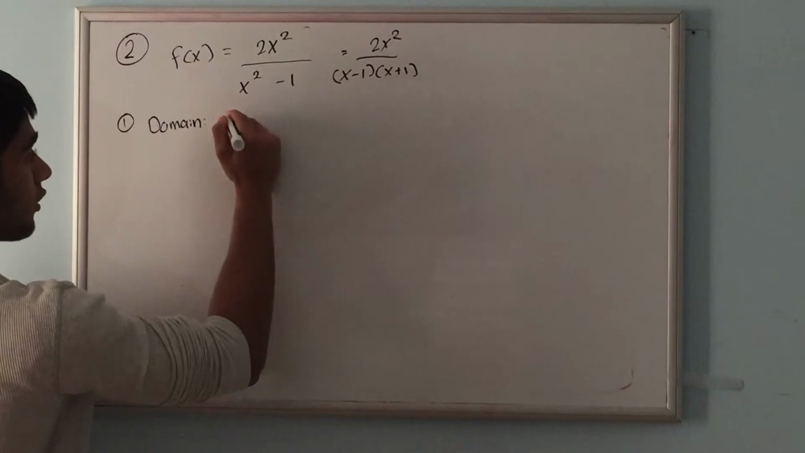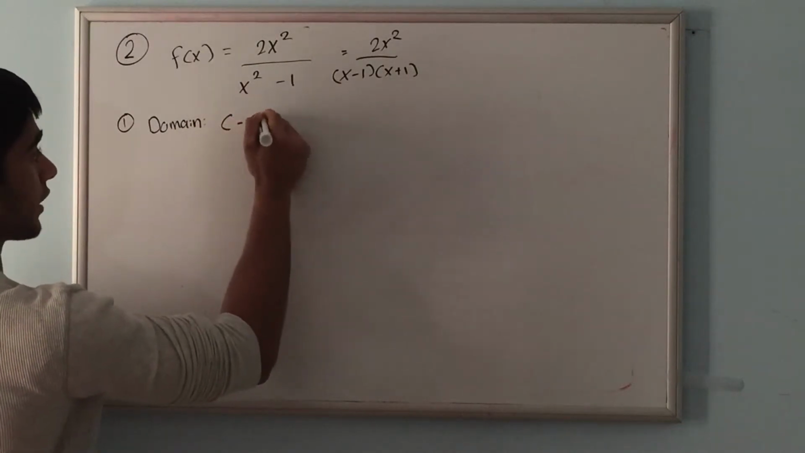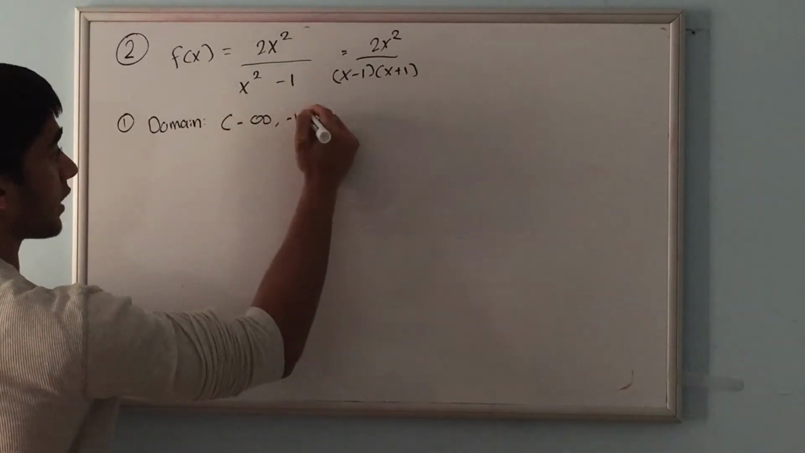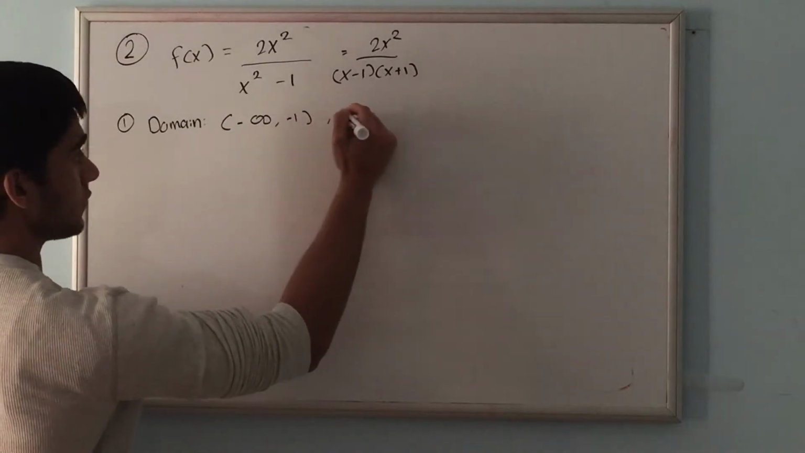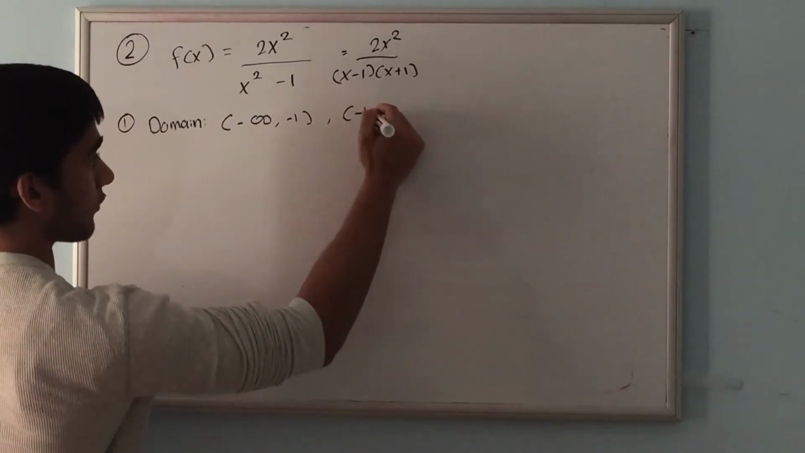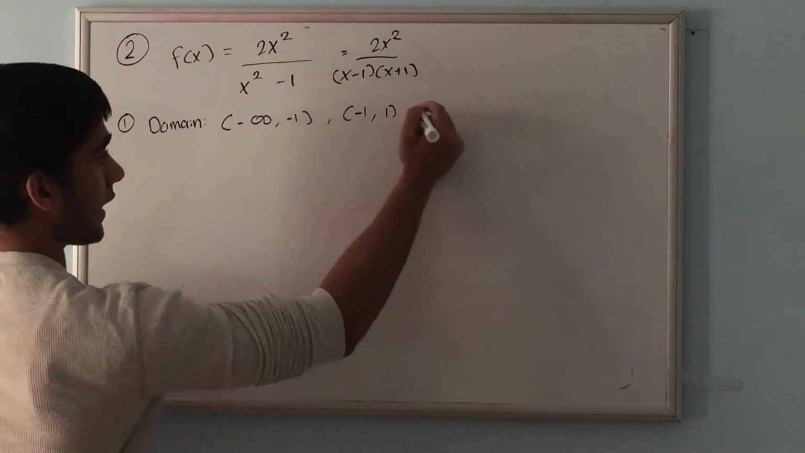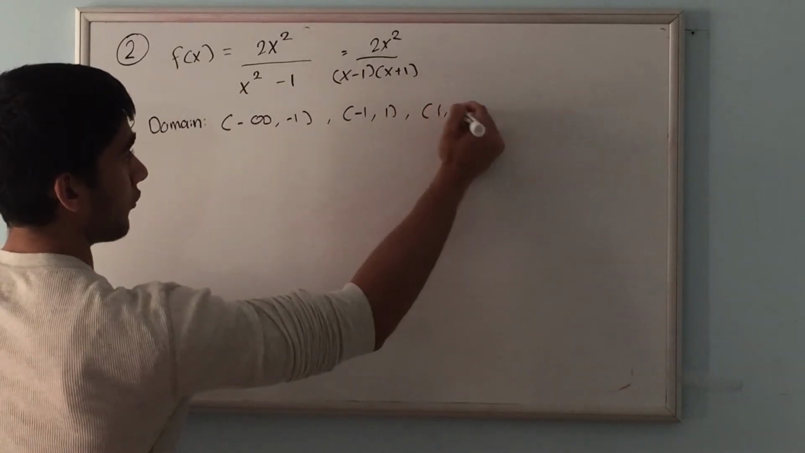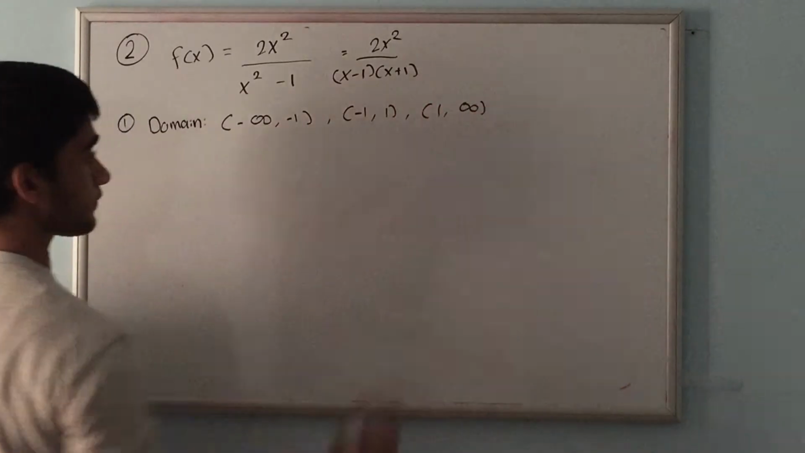So we can write that as the following: all numbers left of negative 1, but not including negative 1, all the numbers in between negative 1 and 1, and all the numbers right of positive 1.